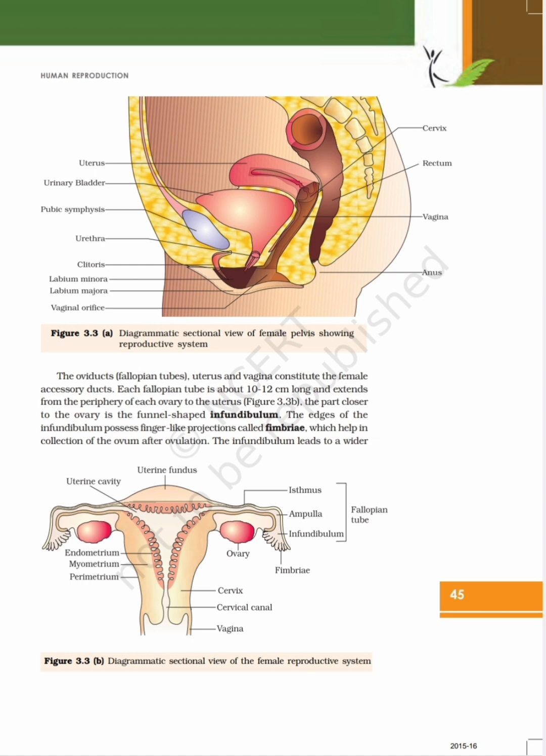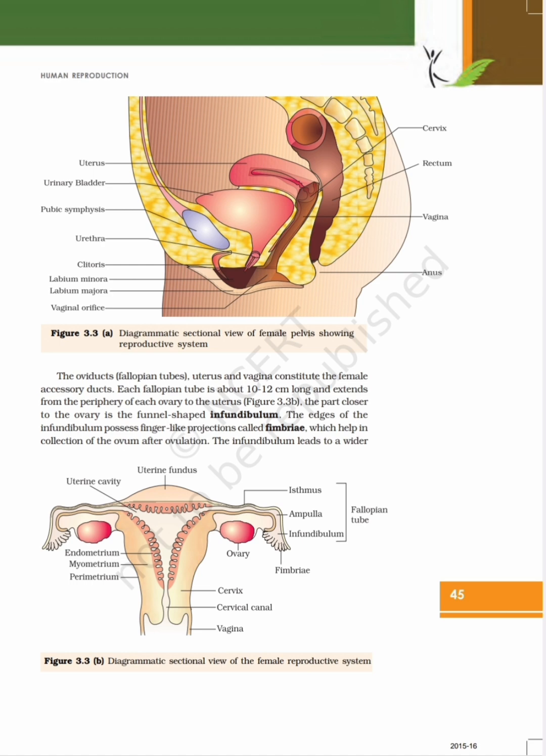The part which is close to the ovary is funnel shaped and is called infundibulum. The edges of the infundibulum possess some finger-like projections, like villi, which are known as fimbriae. What is the function of fimbriae? The egg, the ovum, after ovulation, to collect it, these fimbriae are used.